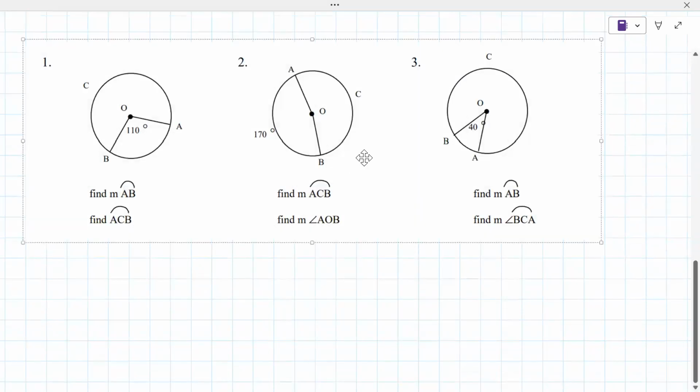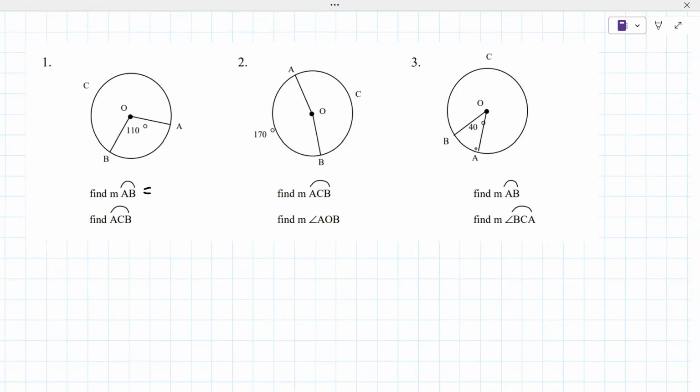All right. The 3 problems here, they all have center O. So these are all central angles. And they want you to find the measure of arc A to B. And you might wonder, well, it's the big one. And the answer is no. They have to use 3 letters for the big one. So it's the small one. What is the measure of this arc here? How does it relate to that central angle?